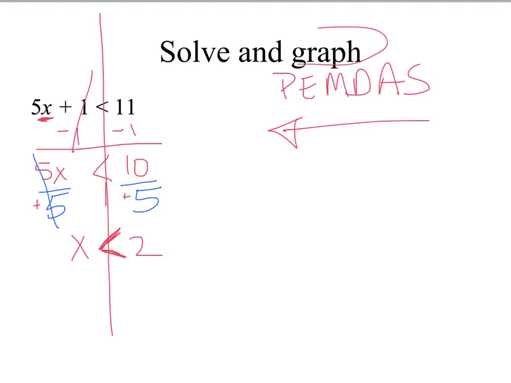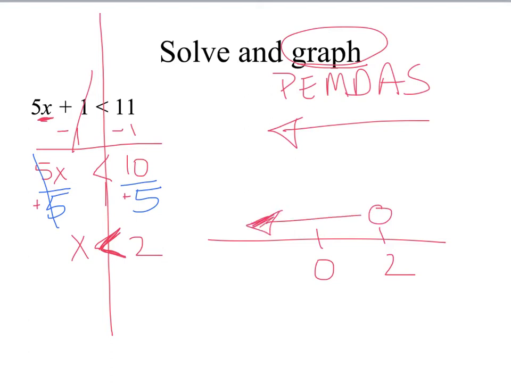So we also are told to graph. So here's my 0, here's my 2. It's just a less than sign. So I'm going to put an open circle, and values less than 2 are to the left.